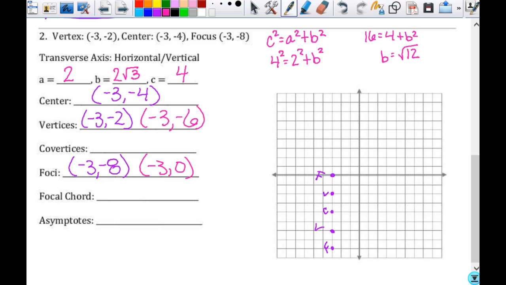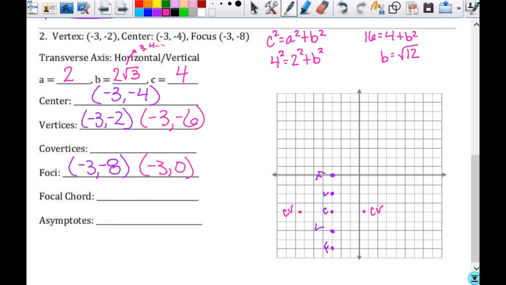Square root of 3 is 1.7 something something. So when I double that, I get 3.4 something something, right? It's really 3.46, but that's good enough to estimate on here. So now to find my covertices from C, I can go out 3.4 something something. 1, 2, 3.4 something something. That's a covertex, that's a covertex.